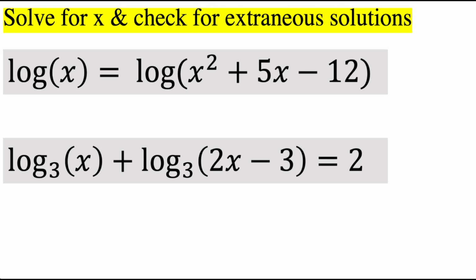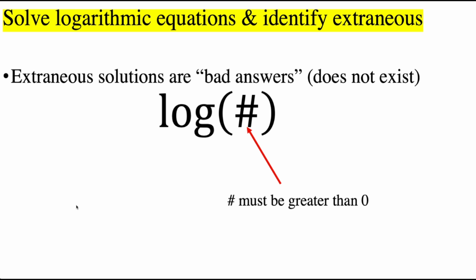Okay, in this video, we are going to solve logarithmic equations and identify extraneous solutions, and we're going to solve these two problems. But before we solve these problems, it's important to get some background information. So extraneous solutions, I like to think of them as bad answers in that they don't exist. And for logs, the inside piece must be greater than 0, and I'll show you why it has to happen.